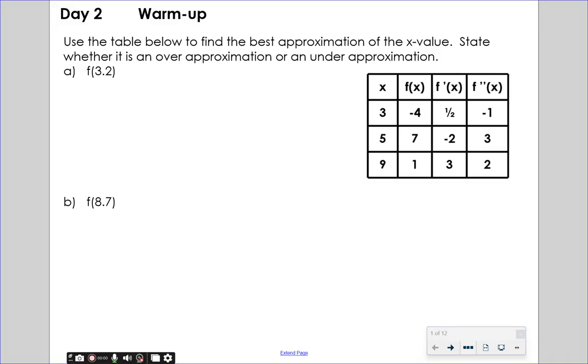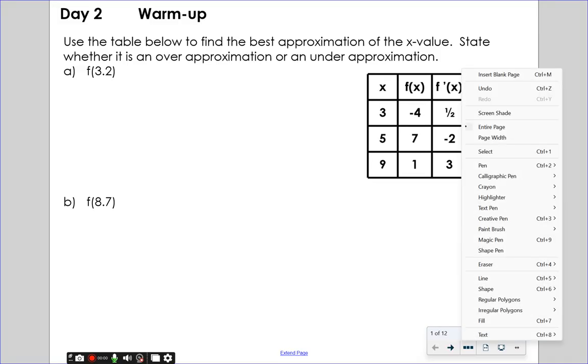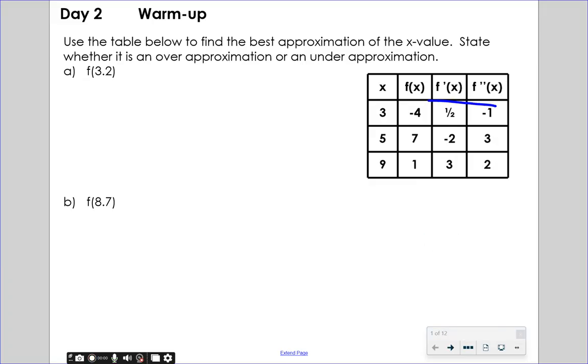This is where we're going to first write an equation of a tangent line. So look at our x and y. That would be y plus 4 equals, what's the slope? 1/2 times x minus 3. That's your first step. Write the equation of the tangent line.